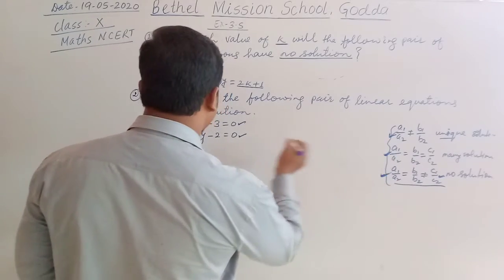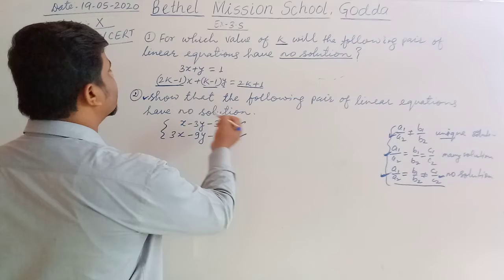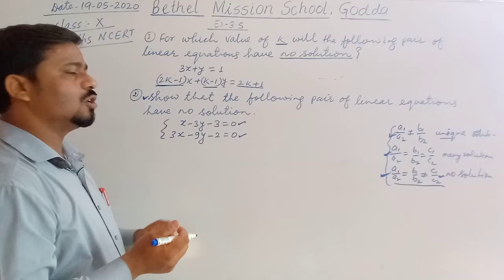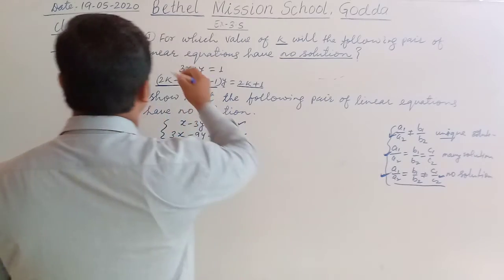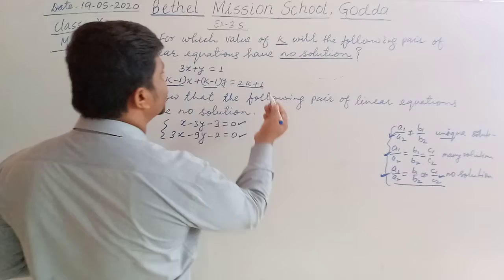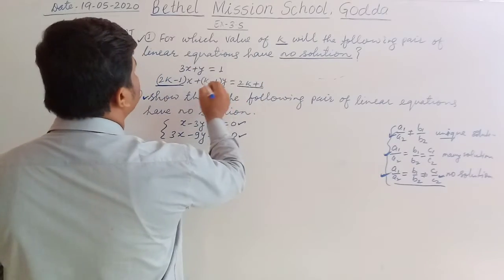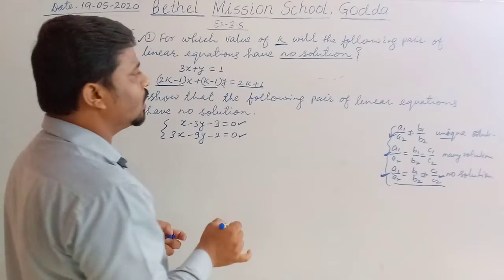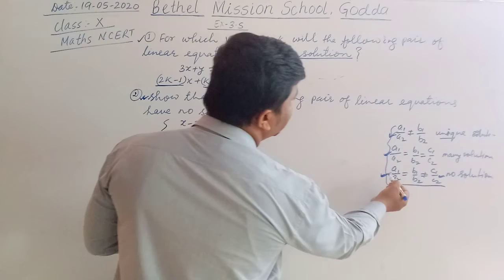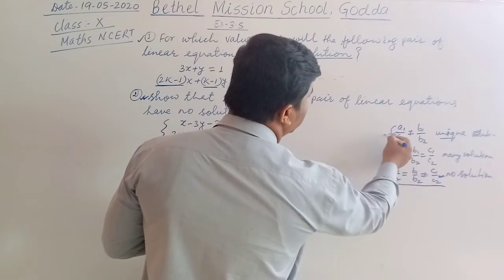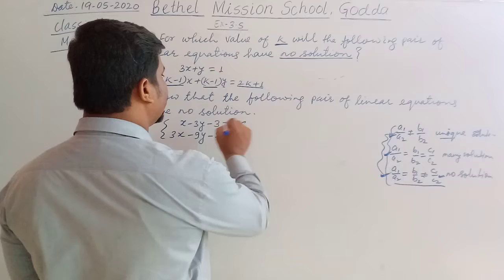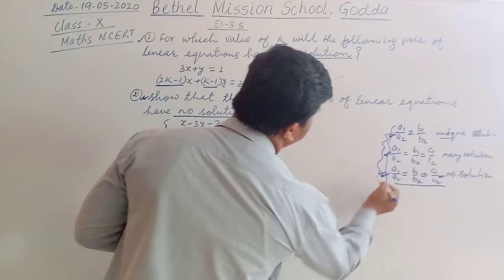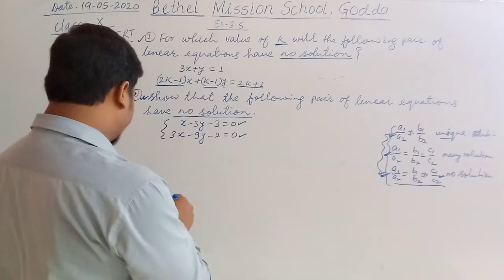So according to whichever property comes, we will decide that the pair of linear equations has no solution. Here in the first question no solution is given, so we will apply the property and find the value of k. Here it is asking to prove, to show, so we have to find which property among these three applies. It is asking to prove no solution, means this property should come. So let's see, the first question we will solve.